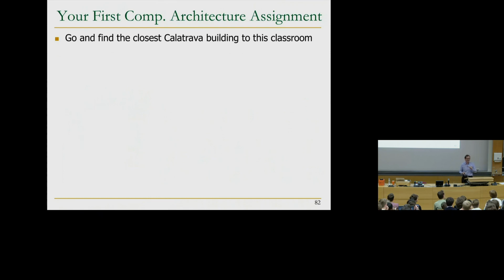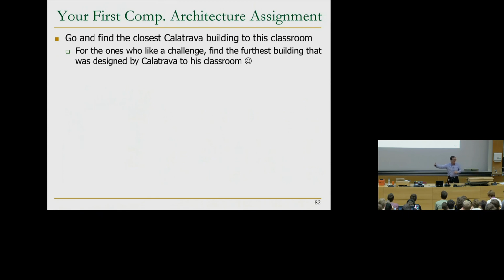Yes, that's right, exactly. So now you know where it is, so you can go there. You don't even need to find it anymore, but you can go there. And if you really want a challenge, you can find the farthest Calatrava building to this classroom. Do you know that also? That's a tougher one, right? Close is usually easier. Farthest is, okay, where's the boundary?